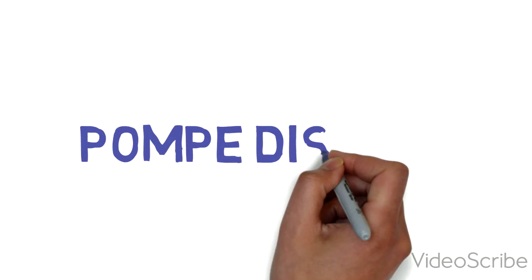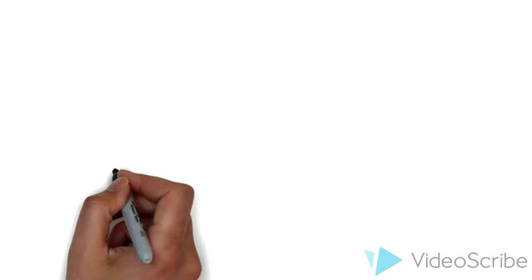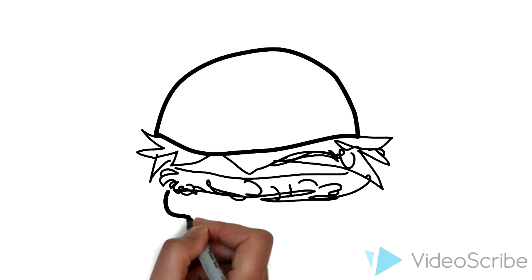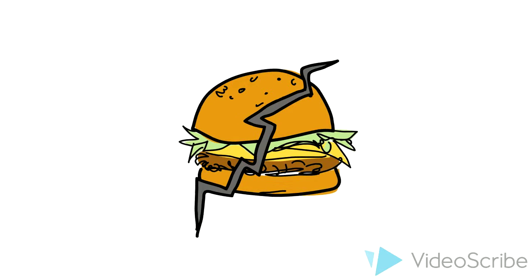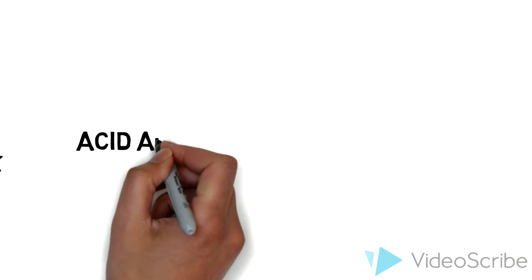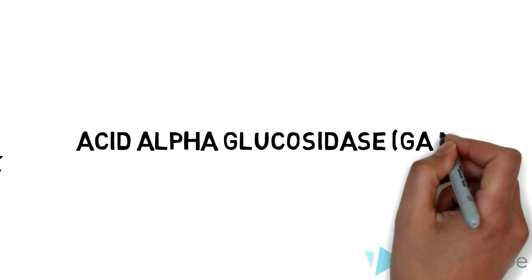Today we are going to talk about Pompe disease. Pompe disease is a disease caused by a disorder in an organelle called the lysosome. The lysosome is an organelle that helps the digestive system by breaking down most of the molecules humans consume. In the lysosome, there is an enzyme called acid alpha-glucosidase, also known as GAA.